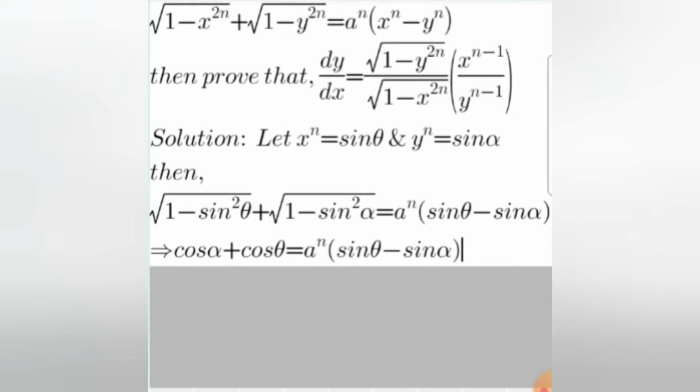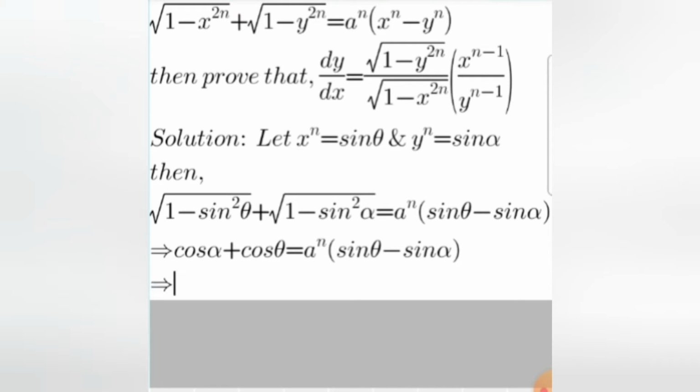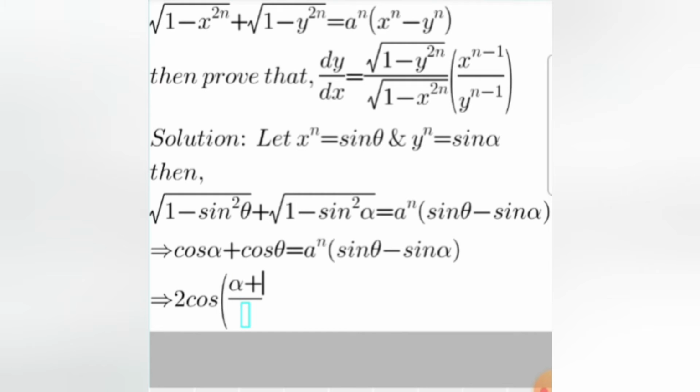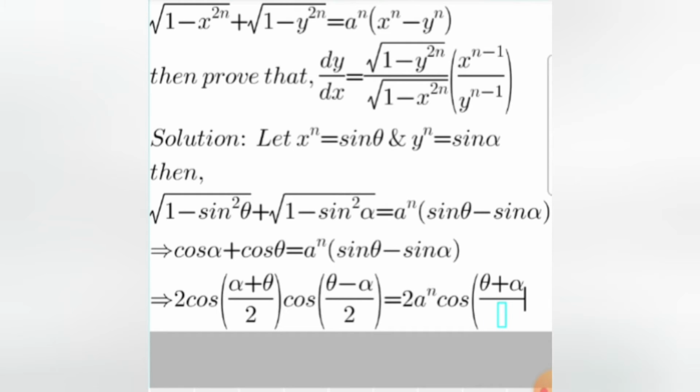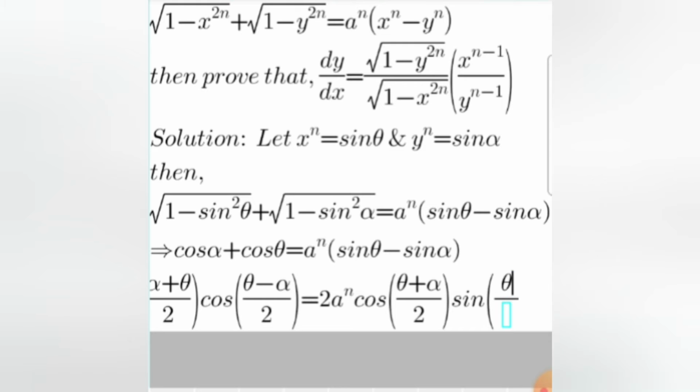Apply the formulas for cos C plus cos D and sin C minus sin D. That is 2 times cos of alpha plus theta over 2 into cos of within the bracket theta minus alpha over 2, and that is equal to 2 into a to the power n into cos of within the bracket theta plus alpha over 2 into sine of theta minus alpha over 2.